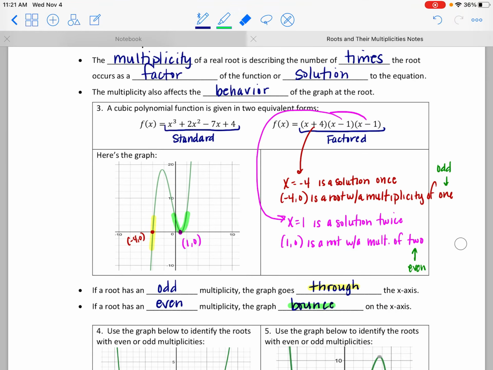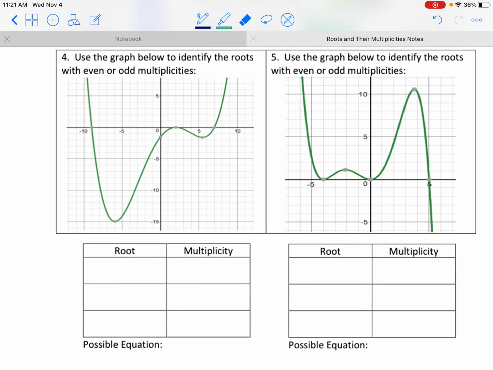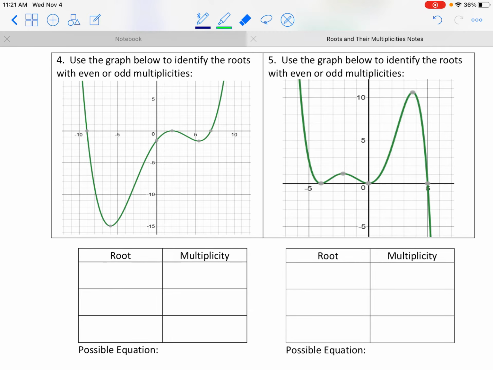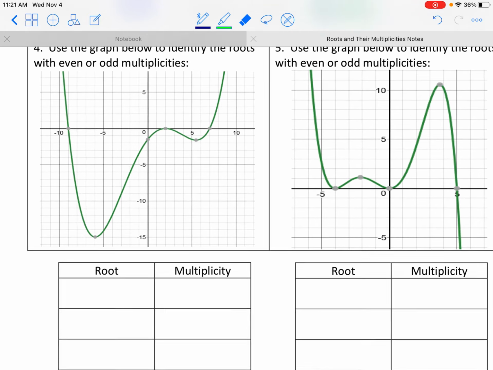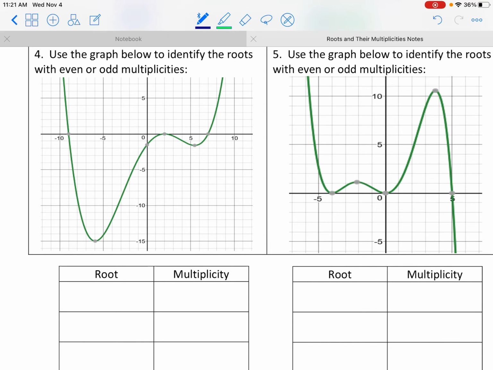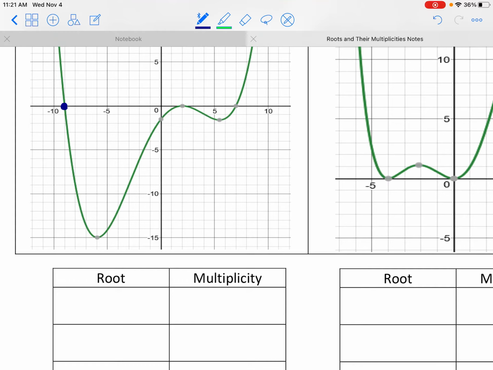All right, so let's look at a couple more graphs. This graph, for instance, says use the graph to identify the roots and whether their multiplicities are even or odd. Okay, so let's identify the roots. Here is a root at -9, 0. And what's happening at that root is the graph goes through the x-axis, which means that root is happening an odd number of times. So the multiplicity is odd. We would see x plus 9 as a factor once or 3 times or 5 times, some odd number of times.